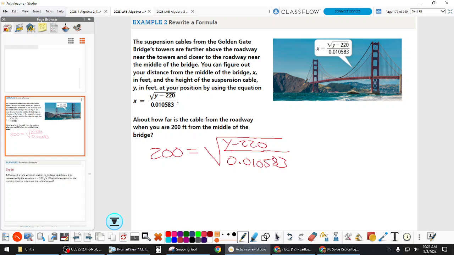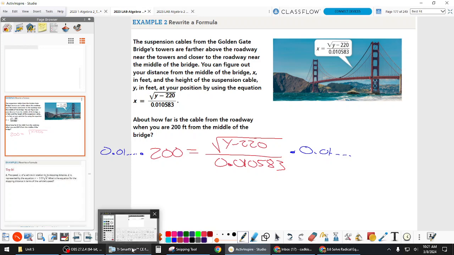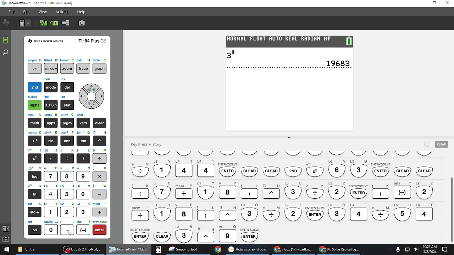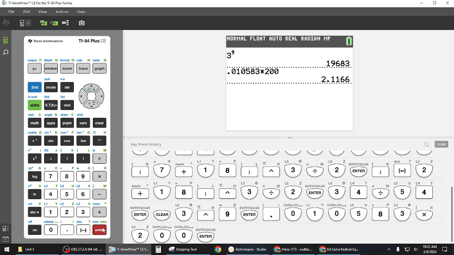Okay. How do we solve for this y value, the height of that cable above your head? The square root is what we need for the top part. Okay, well, now how do we do it? Multiply by that denominator. In the interest of time, we have a lot to do today, so 0.010583 times 200. So 2.1166.